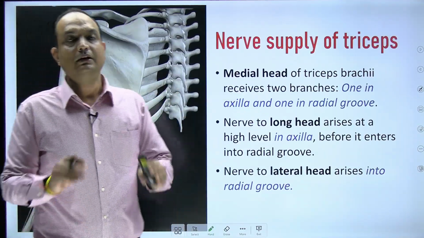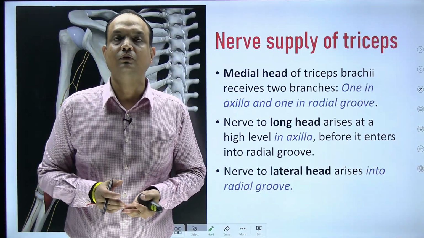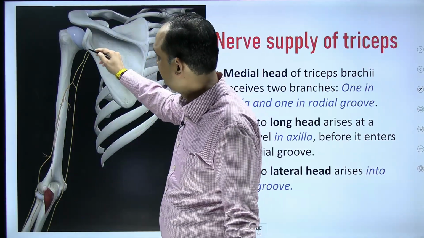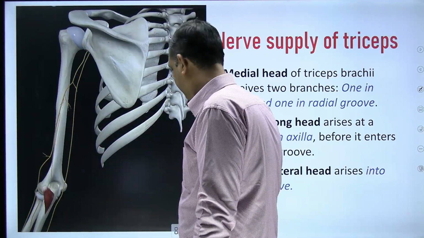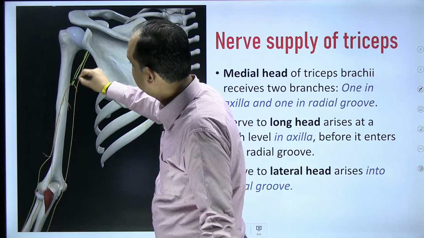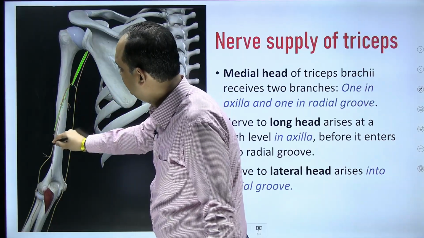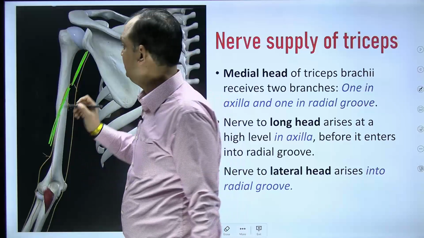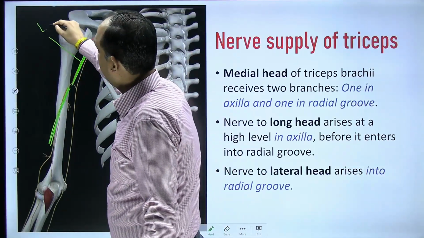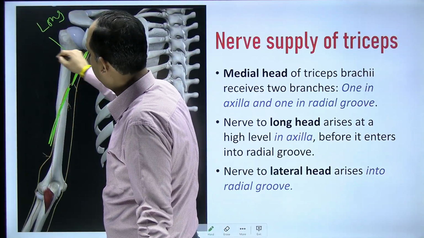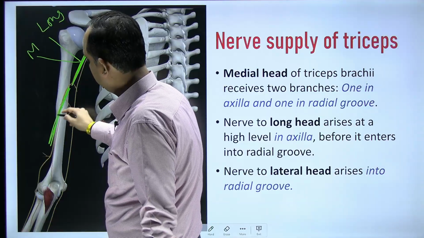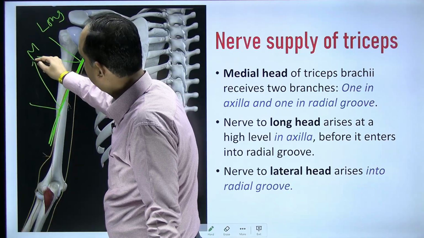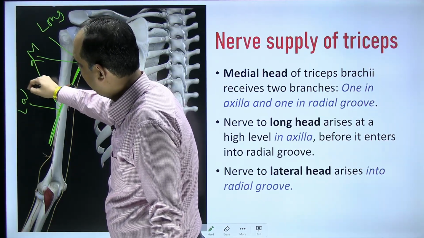So what is the nerve supply of triceps? You will see that this is your radial nerve, and we have divided the course of radial nerve into the axilla and the radial groove. The axilla is giving the branch to the long head and to the medial head, and this part is also giving branch to the medial head and to the lateral head.